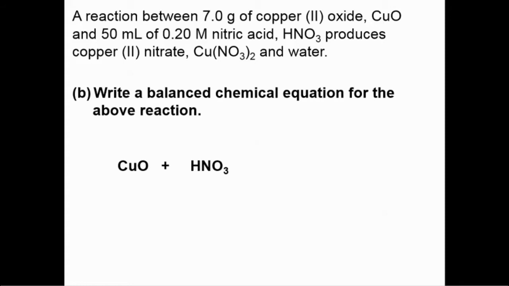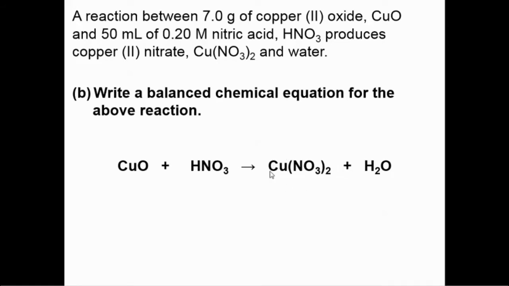Remember, balancing the equation is very important, because if you balance it wrong here, you are going to have a problem in the next questions, C and D. We have copper 2 oxide and nitric acid. When these 2 react, we get copper 2 nitrate and water, and this equation is not balanced. As usual, we start with the most complex substance. In this case, copper 2 nitrate is the most complex substance.